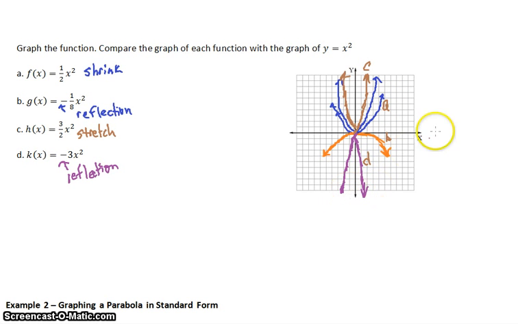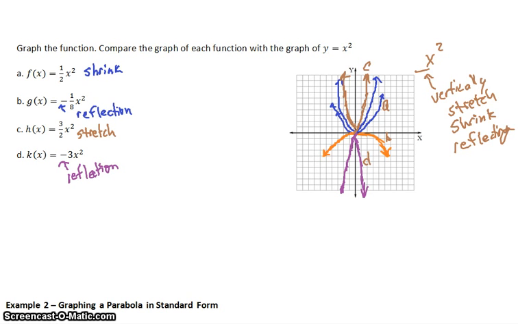Now this is a mess of all these graphs, but you need to know what effect these numbers have. So the number in front of the x squared has an effect on vertically stretching or shrinking the graph and reflecting it. Okay.